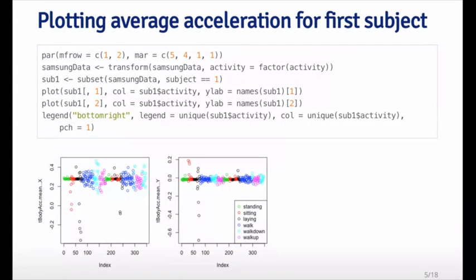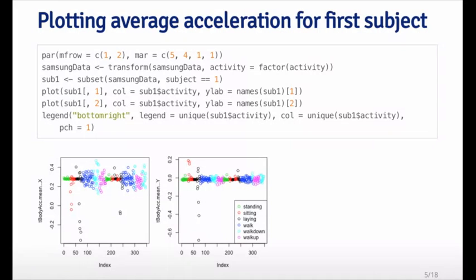So one thing we can do really quickly is look at the average acceleration for the first subject. The first thing I'm going to do is convert the activity variable into a factor variable using the transform function. Then I'm going to subset out the first subject, so subject equals 1. For the rest of this presentation, I'm going to ignore the rest of the subjects for the moment. If I plot the first subject, the first column is the mean body acceleration in the x direction.